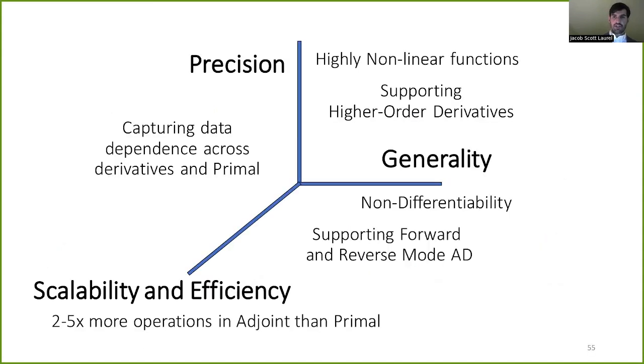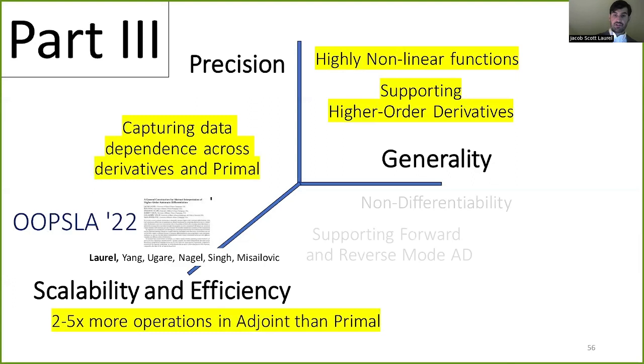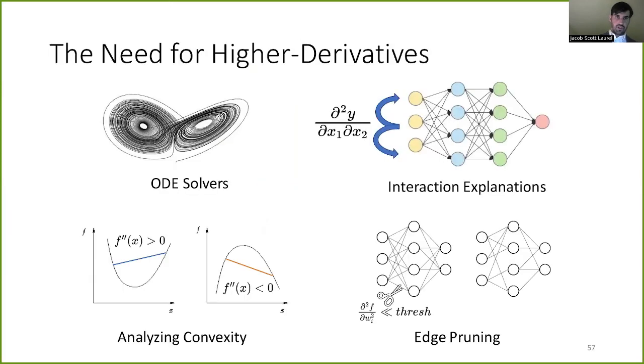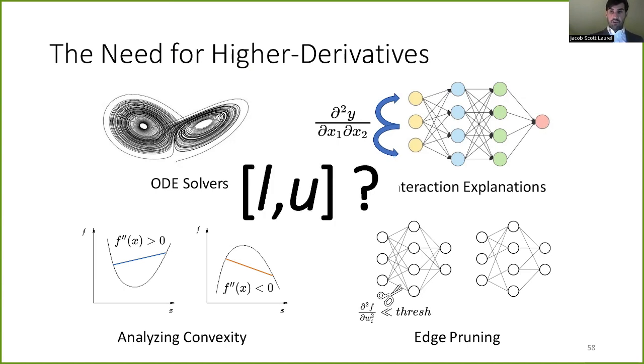So we revisit these challenges, and the last one that I'm going to describe is how to support higher order automatic differentiation. Now, higher derivatives are used in a variety of places. In particular, we were interested in cases like in explainable machine learning, where you have to explain the interaction between multiple features. Now, the question then becomes, how do we get tight certified bounds on these higher order derivatives?